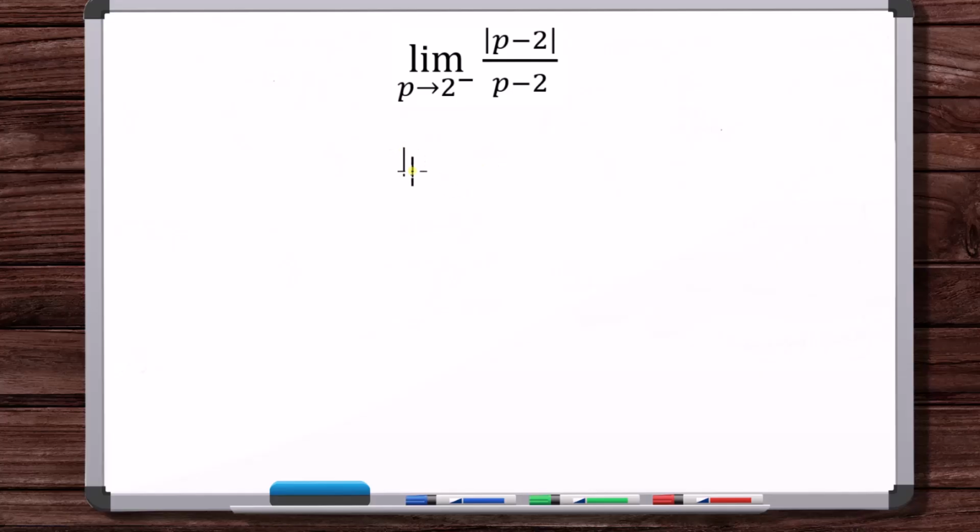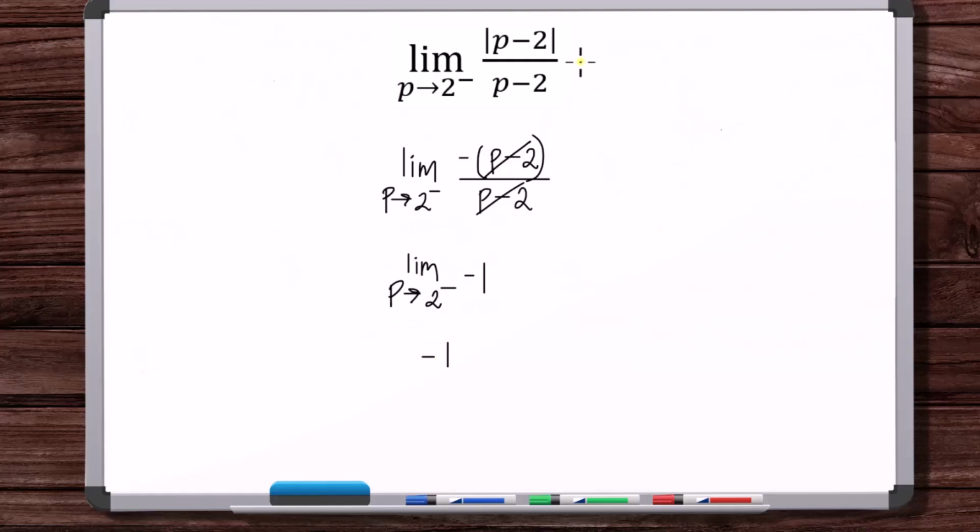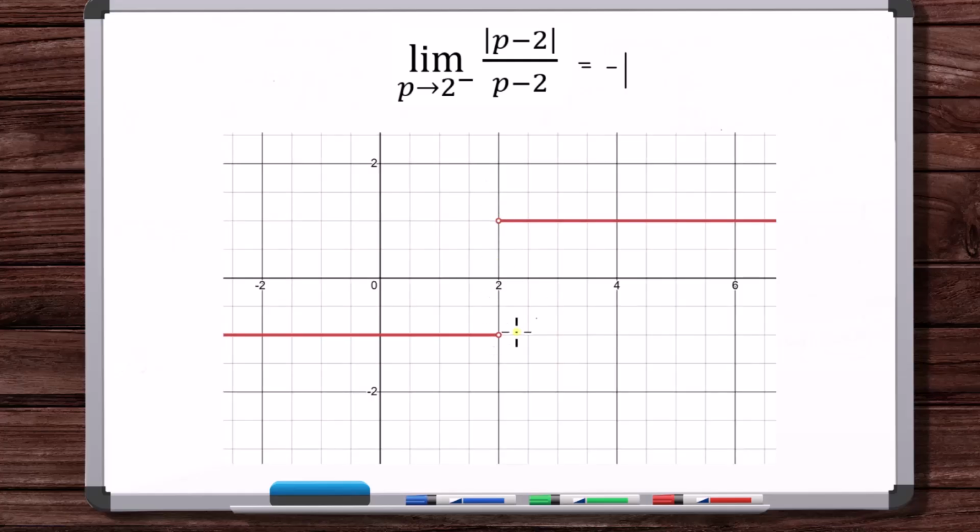We can say that if p minus 2 is always negative, then we want to take the negative of p minus 2 so that we get a positive. So now these p minus 2's cancel. This is approaching, so this limit is equal to minus 1. If we take a look at the graph, you see that as p approaches 2 from the left, the function is approaching minus 1.